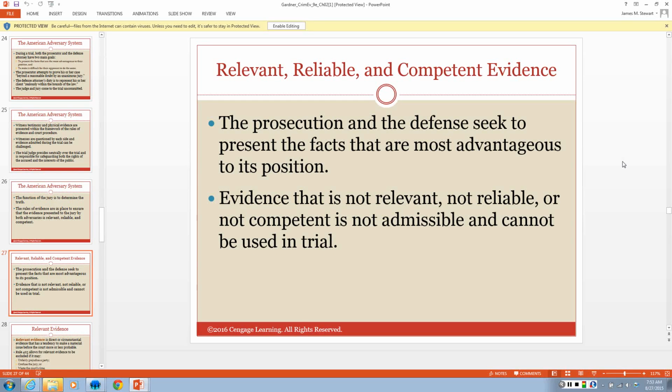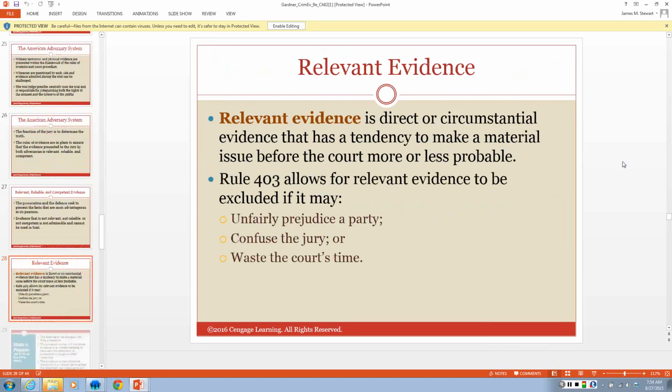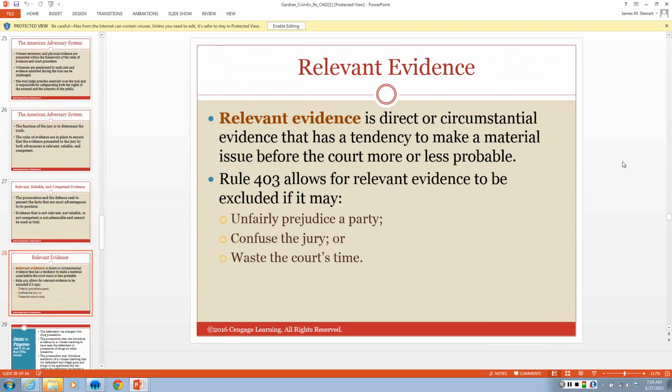This next one I want to talk about is the fact that any evidence that is presented in a criminal trial in the United States must be relevant, reliable, and competent. If it is not all of those things, it is not admissible and it cannot be used at trial. What does relevant evidence mean? Relevant evidence is direct or circumstantial evidence that has a tendency to make a material issue before the court more or less probable. It means it is directly connected to the facts of the case.